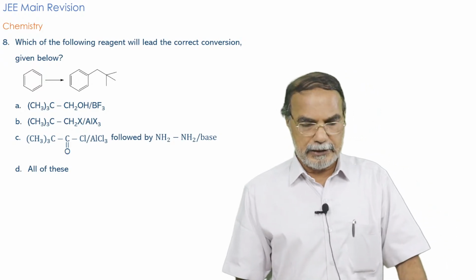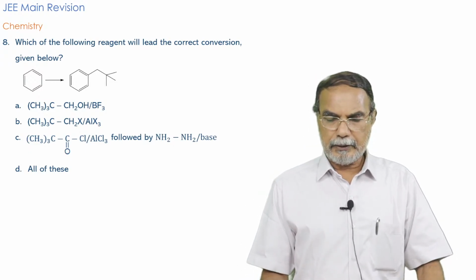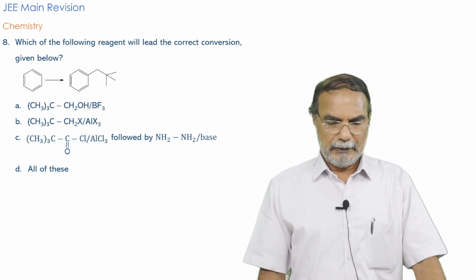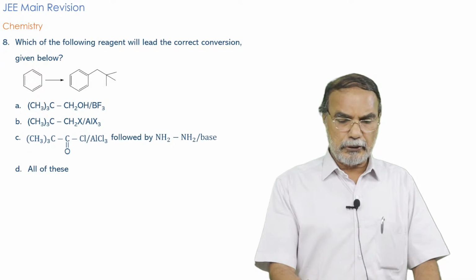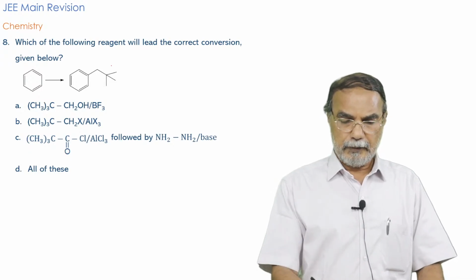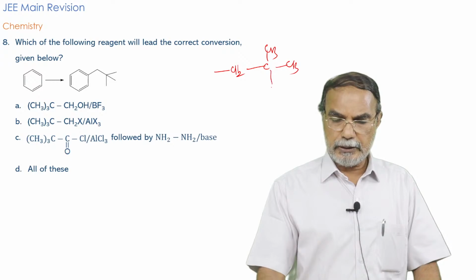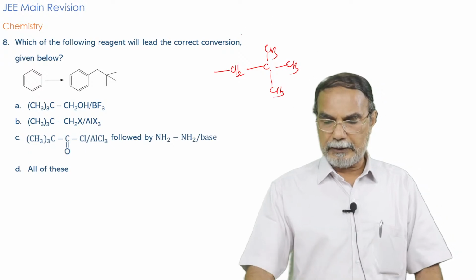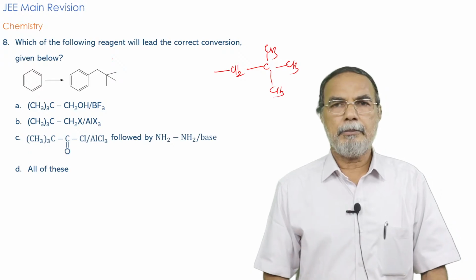Which of the following reagents will lead to the correct conversion given below? It's a very simple reaction, the conversion of benzene to this compound. You have this side chain. The side chain is CH2 C CH3 CH3 CH3. So it's the neopentyl structure that has to be substituted at the benzene ring.